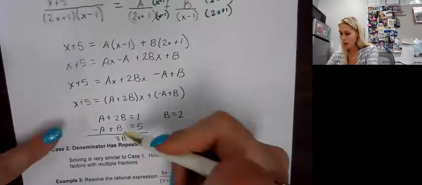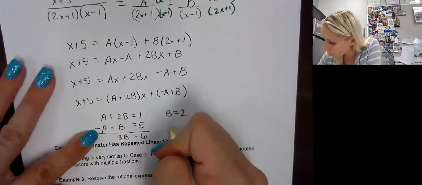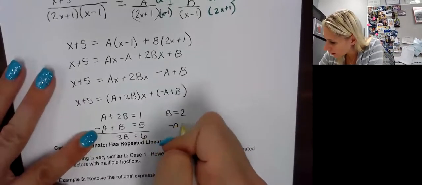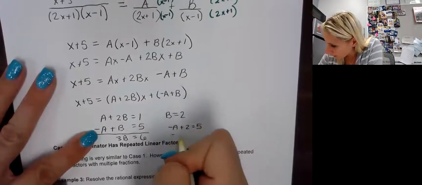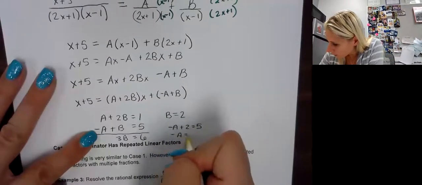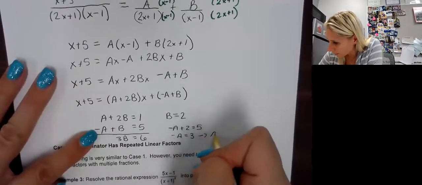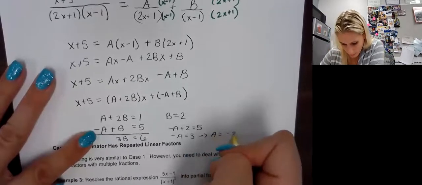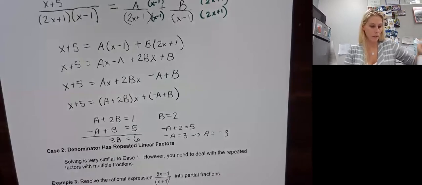It does not matter which one you substitute into because it should equal the same. I'm going to go on the bottom though and go negative a plus 2 equals 5. So negative a equals 3. So that means a equals negative 3. Now when we write our answer, remember we're saying what equals what. And remember to put the right variable on top of the right factor. Okay?